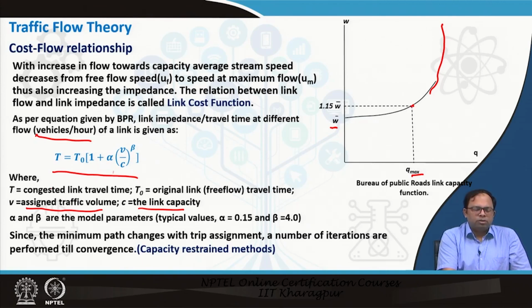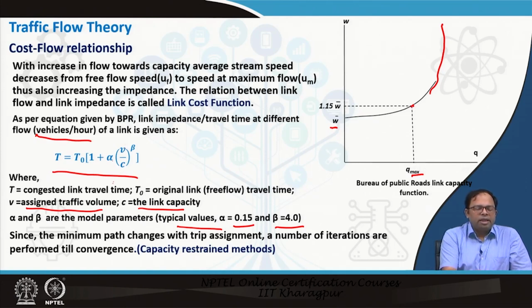So, we use calibration coefficients, which are alpha and beta. These are model parameters, and the typical values used are alpha equal to 0.15 and beta equal to 4. Since the minimum path changes with trip assignment, these alpha and beta values are assumed to be 0.15 and 4, and these are the calibration coefficients.